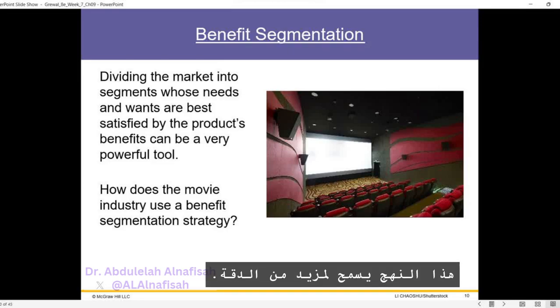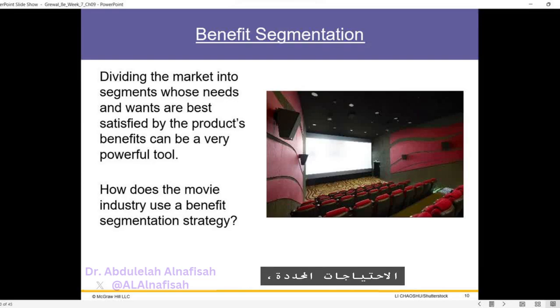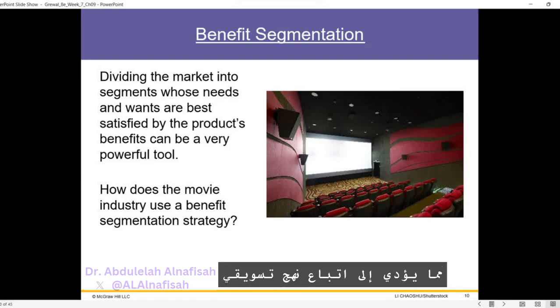This approach allows for a more precise match between the product's benefits and each segment's preferences, leading to increased customer satisfaction and loyalty. The primary objective of marketing is to satisfy consumers' needs and wants, and benefit segmentation aligns with this goal by focusing on delivering the desired benefits to specific market segments. By recognizing that consumers value different benefits, marketers can develop products and services that address those specific needs, resulting in a more targeted and effective marketing approach.